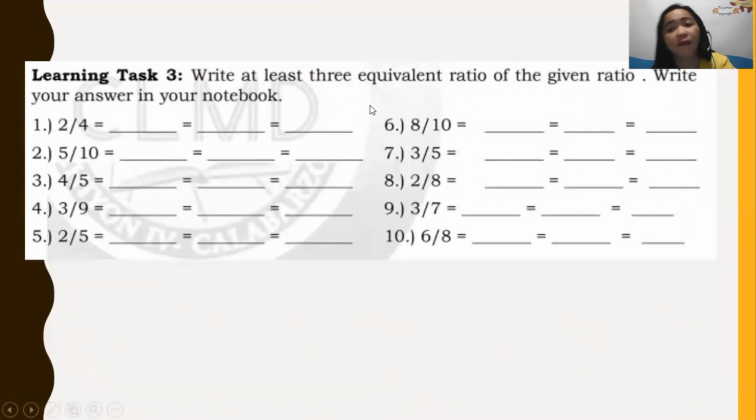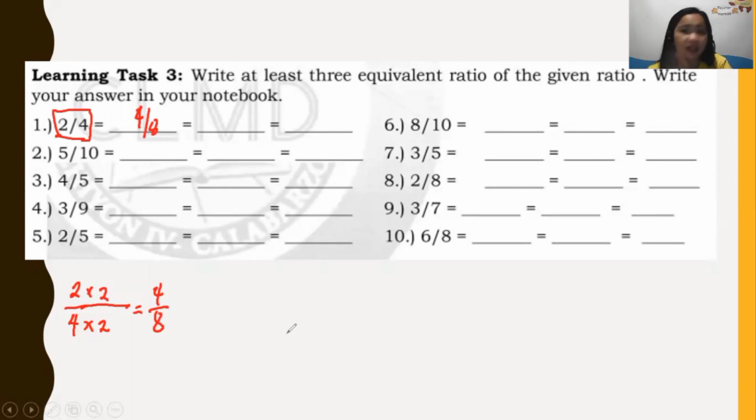Now, we have learning task number 3. Write at least 3 equivalent ratios of the given ratio. It's very easy. Write your answer in your notebook. Number 1 is an example we had earlier in our lesson. We have 2 is to 4. To get an equivalent ratio, multiply it by 2 and 2. So the answer is 4 is to 8. This is the first one.